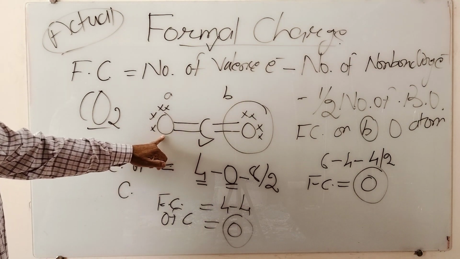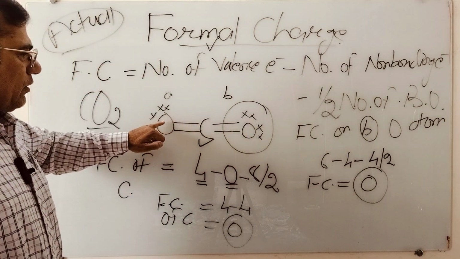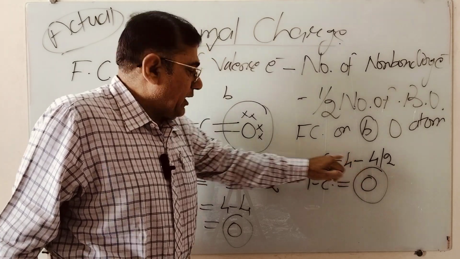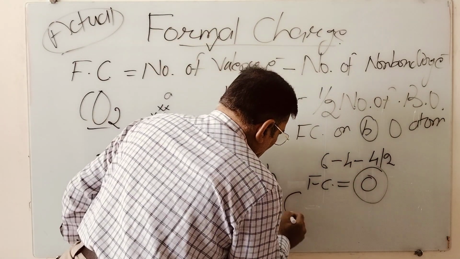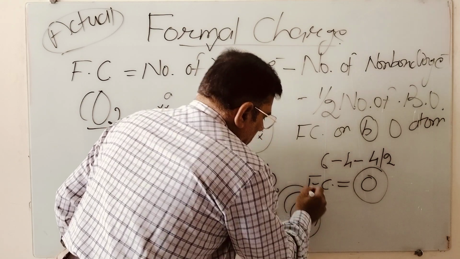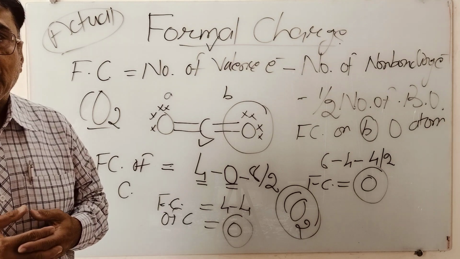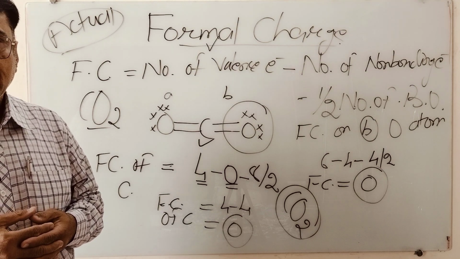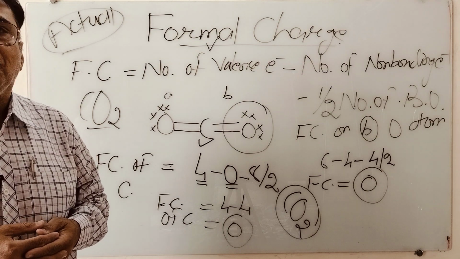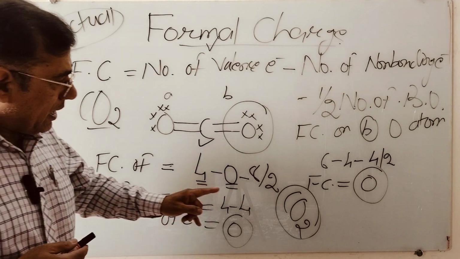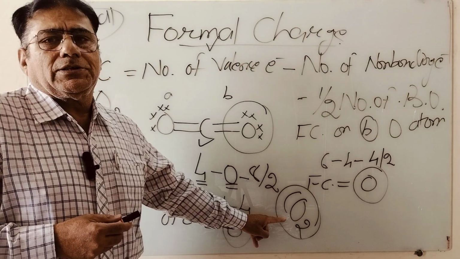Similarly, this oxygen is also identical. Valency electron 6 minus non-bonding electron 4 minus half the number of bonding electrons, that is 0. Because carbon dioxide is a neutral molecule, the net formal charge on each oxygen atom will be 0. Right? Because in a neutral molecule, you don't have any charge. That is a molecule, not an ion. So the net charge on CO2 will be 0 and you are not looking at any charge.